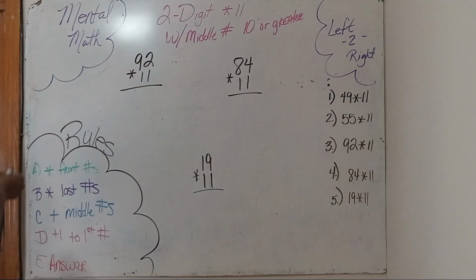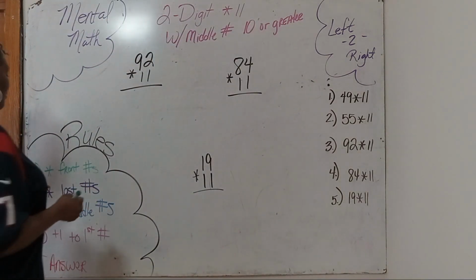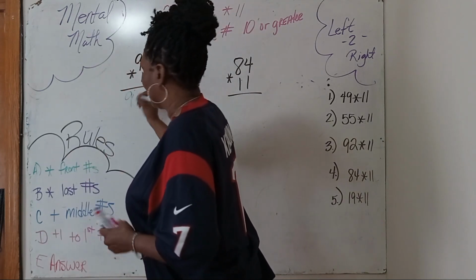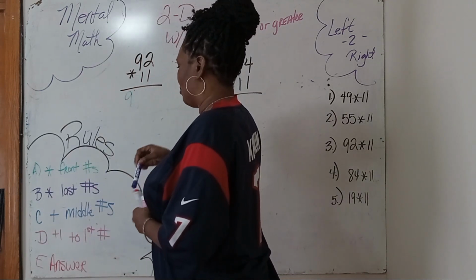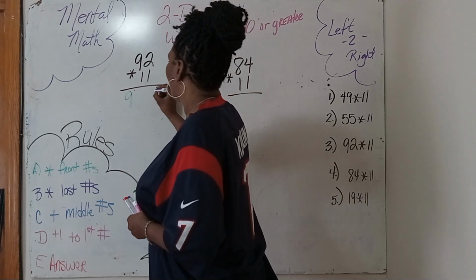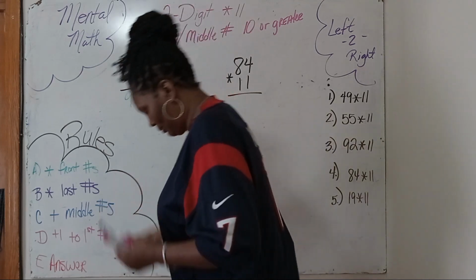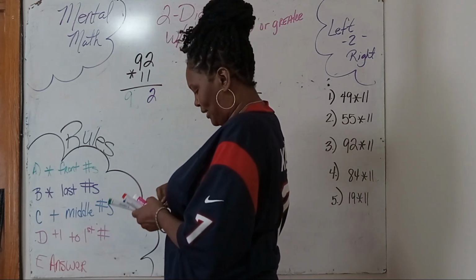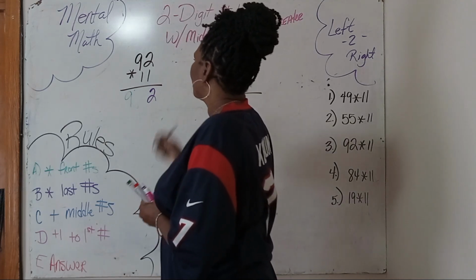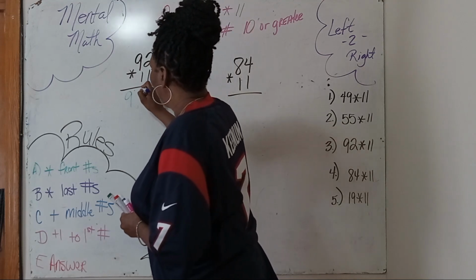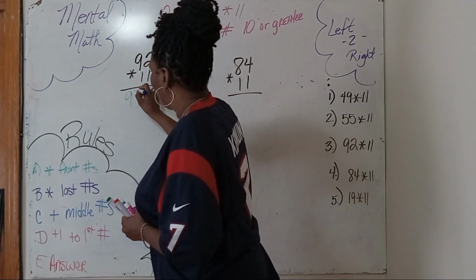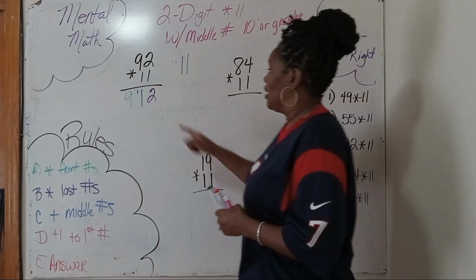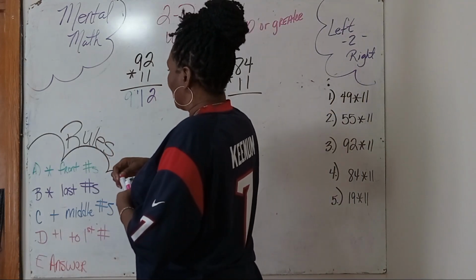So now, let's go to the first one. What's the first thing we do? What's the first rule? Multiply the front numbers. 9 times 1 is 9. Multiply the back numbers. 2 times 1 is 2. Let's go. Add the middle numbers. What's 9 plus 2? 9 plus 2 is 11. I'm going to make this 11 big, but that 11, we're going to make it small because we're going to carry it, or we're going to add it to the 9. So what's 9?